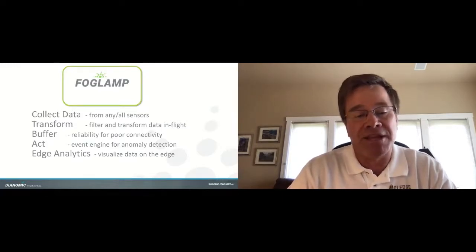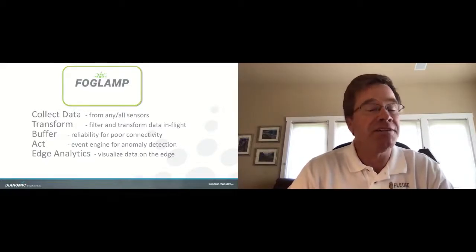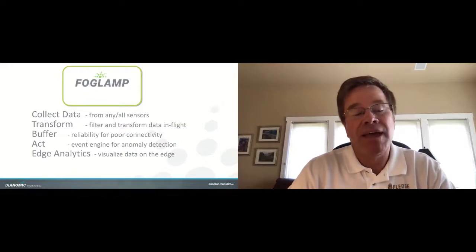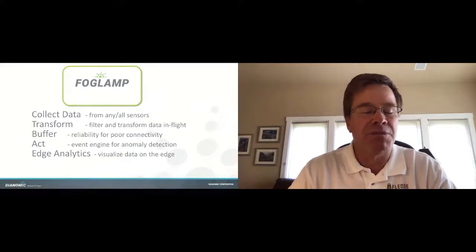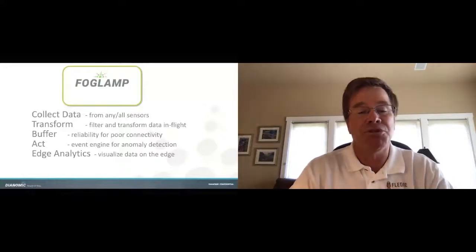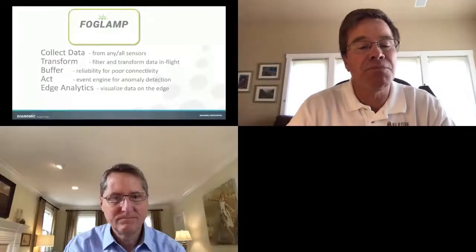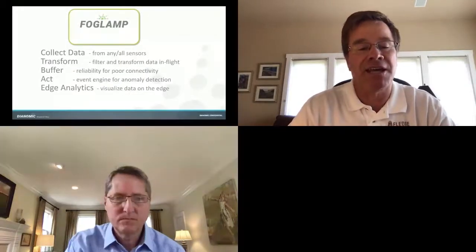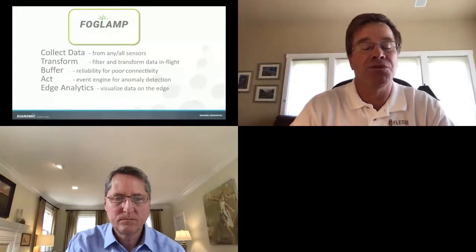FogLamp then can buffer that data. In many industrial applications, connectivity may be poor, so you want to buffer that data to make sure you don't lose it, and then send the data once the network is restored. It has an event engine, so you can act on that data, and it can operate very sophisticated analytics on the edge, anywhere from simple Boolean logic to machine learning running TensorFlow Lite to do predictive maintenance on some piece of equipment. And then last, one more click, it can deliver all of that data to one or multiple locations, north or south of the firewall and/or to the cloud.